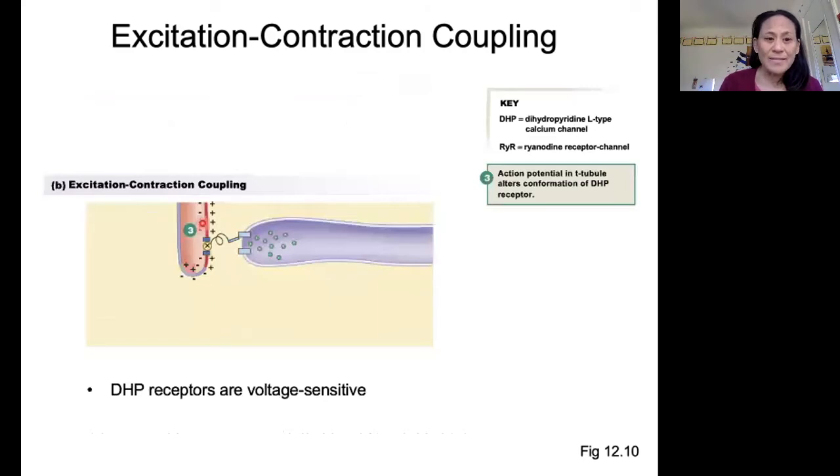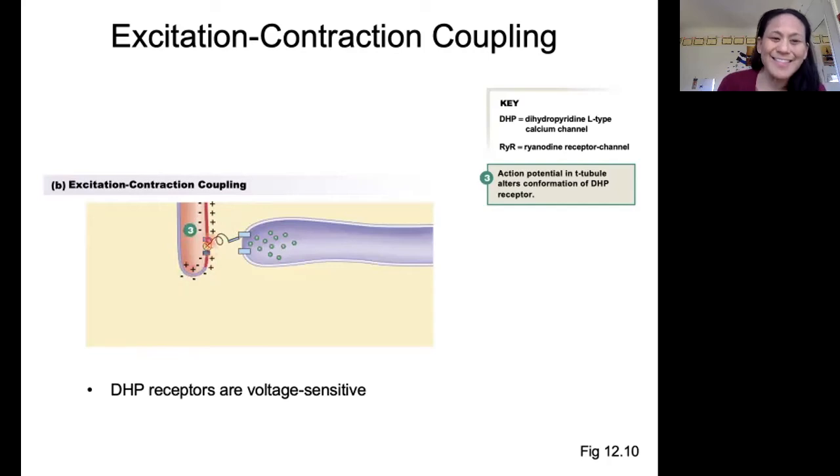The next thing that happens is, remember that an action potential is a wave of depolarization, right? So we're depolarizing the cell membrane, okay? When that depolarization goes down the T tubule, it is going to encounter this molecule right here, which is called the DHP receptor, okay? DHP stands for dihydropyridine L-type calcium channel. Don't need to worry about that really, but DHP receptor, okay? DHP receptors are voltage sensitive. So that means that if you depolarize the membrane around a DHP receptor, it's going to change conformation, okay?